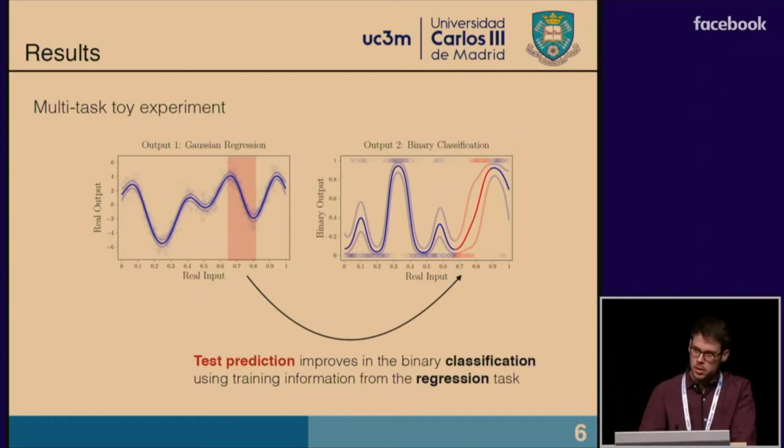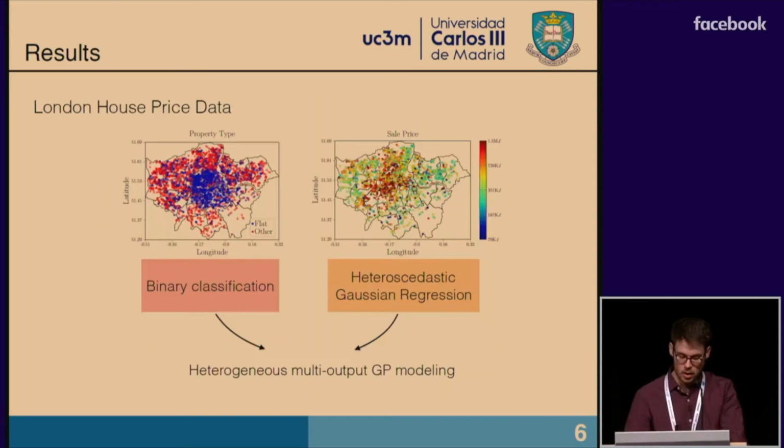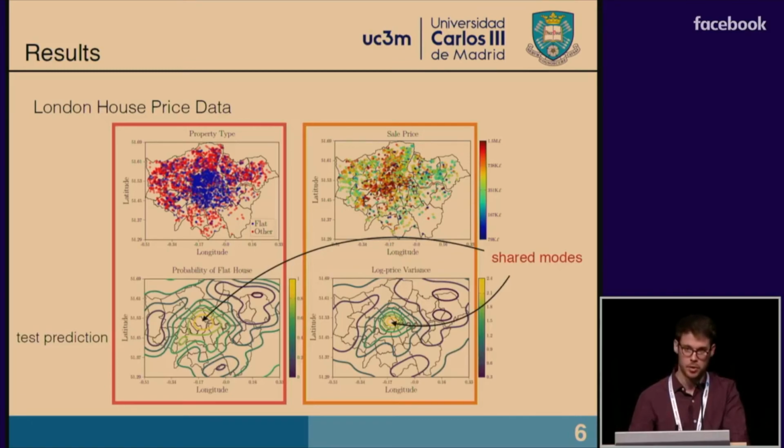Our results show improvements in multitask learning, where we are able to predict in a binary classification task using information from a Gaussian regression one. And of course, this is better than independent learning, and we demonstrate it in our experiments. Our model is also applied to large-scale datasets such as the London house price data, where we combine binary classification and heteroscedastic Gaussian regression. What we saw is that in the posterior curves, both tasks share modes.